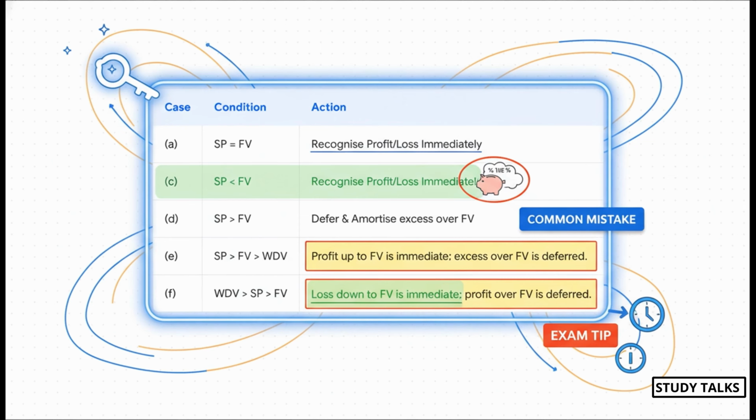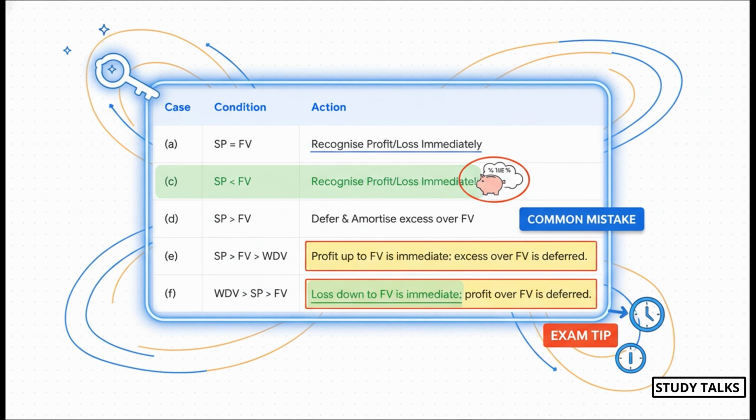Now, let's slow down and look at case D. You sell it for 50 lakhs, but its fair value is only 40 lakhs. That extra 10 lakhs you got isn't a real profit. It's basically a loan from the buyer, which you're going to pay back in the form of higher rent. So that excess 10 lakhs has to be deferred and amortized. Just remember this logic. Any profit up to the fair value is real and can be booked now. Any profit above the fair value is just financing and must be deferred.